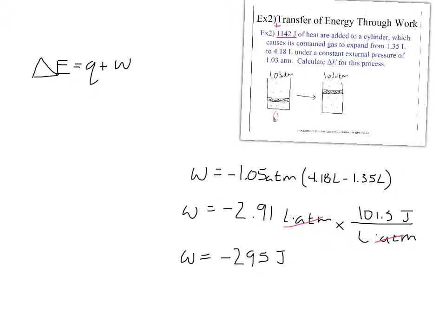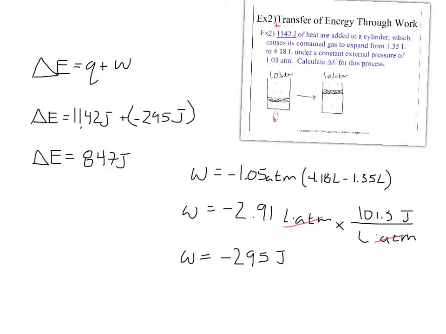So now let's combine our two values to get the delta E. Our heat is going to be positive 1142 joules. And we're going to add that to the joules from the work, which is negative 295 joules. What we can tell right away is the magnitude of the energy supplied by the heat is greater than the magnitude of the work done by the system. And so overall, our delta E is going to wind up being a positive number. And that positive number is 847 joules.